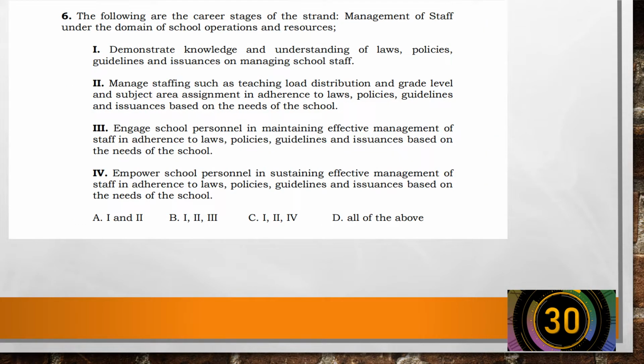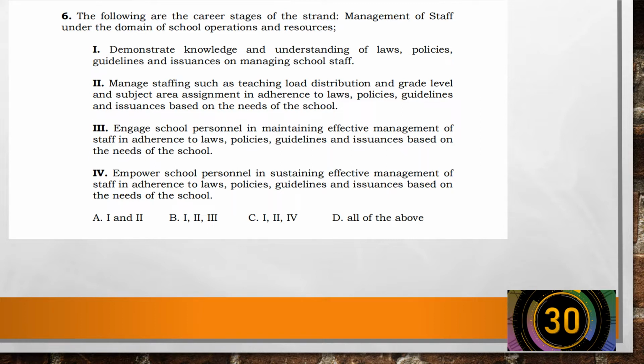Number 6. The following are the career stages of strand management of staff under the domain of school operations and resources. First, demonstrate knowledge and understanding of laws, policies, and guidelines, and issuances on managing school staff. Second, manage staffing such as teaching, load distribution, and grade level and subject area assignment in adherence to laws, policies, guidelines, and issuances based on the needs of the school.